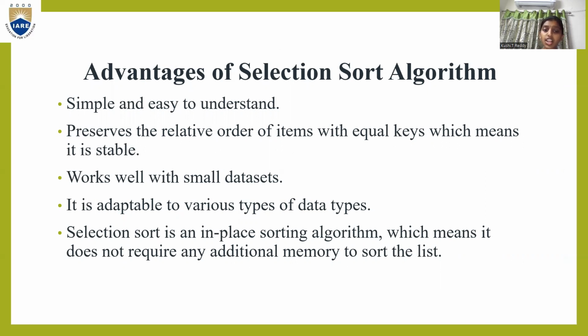Selection sort is an in-place sorting algorithm, which means it does not require any additional memory to sort the list. So whatever place is available, it will only use that space and it does not require any extra space. So there will be no extra memory required, and no memory wastage is done.